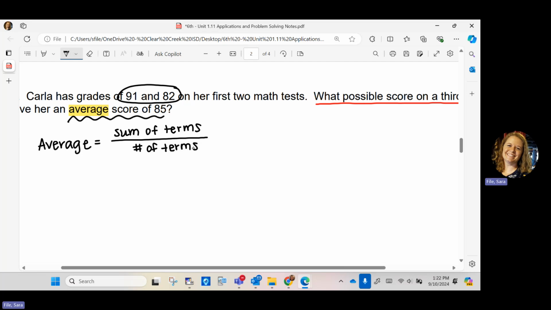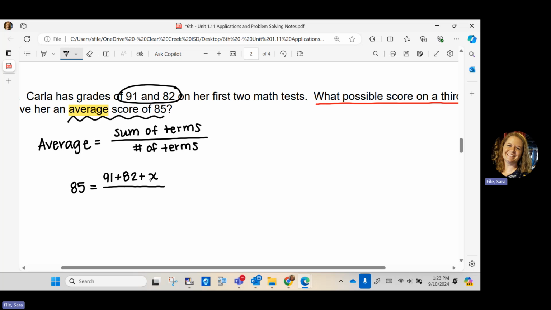In this example, our terms are test grades. They're telling us that we're trying to figure out what test grade would give her an average of 85. So for average, I substitute 85. Then I'm going to add what her scores currently are, 91, 82, and then we have a third unknown test score. That's what I'm trying to find. That's the missing piece.